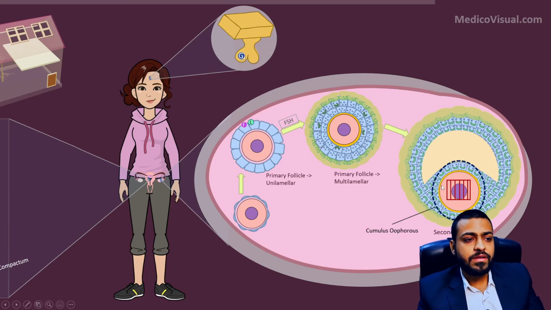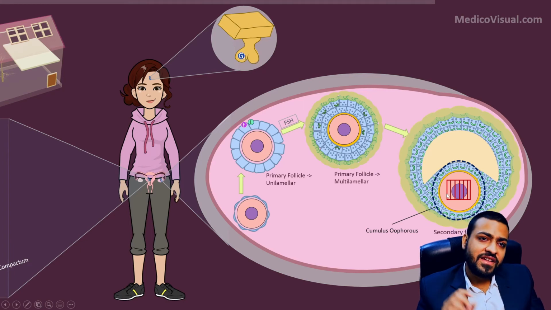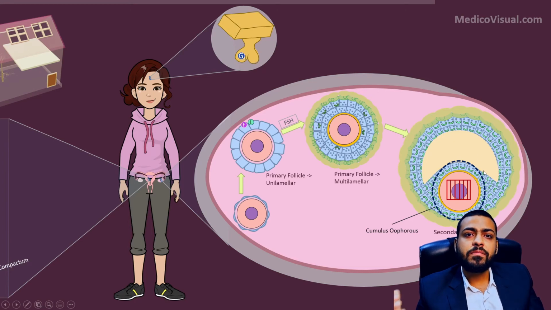And it's worth mentioning here that it is still arrested in prophase 1. Meanwhile, many more LH receptors are formed up till now. Almost all of the granulosa cells are primed to listen to LH.